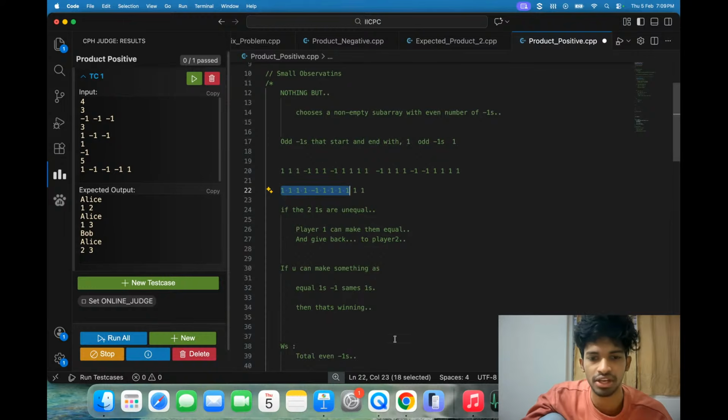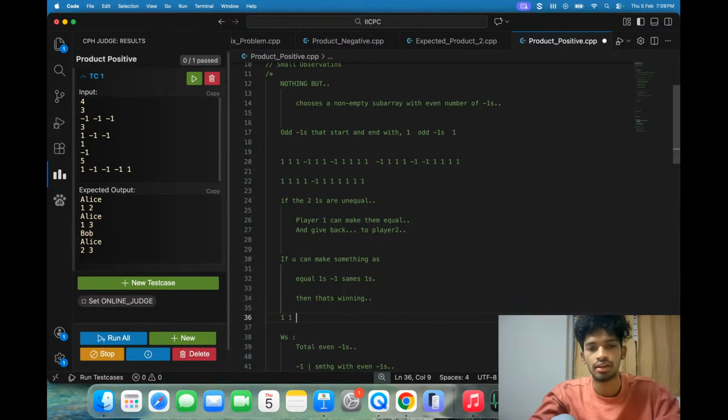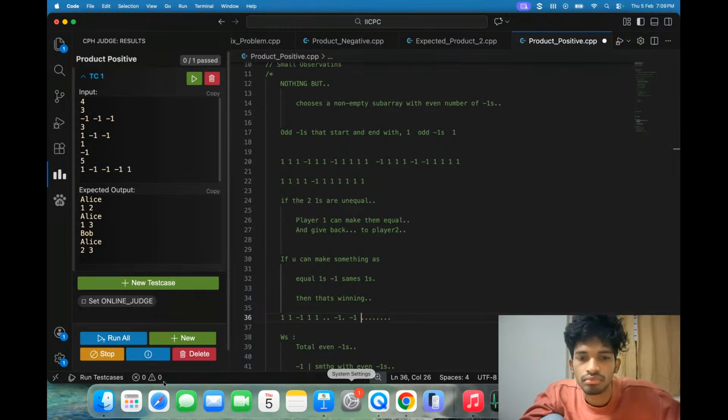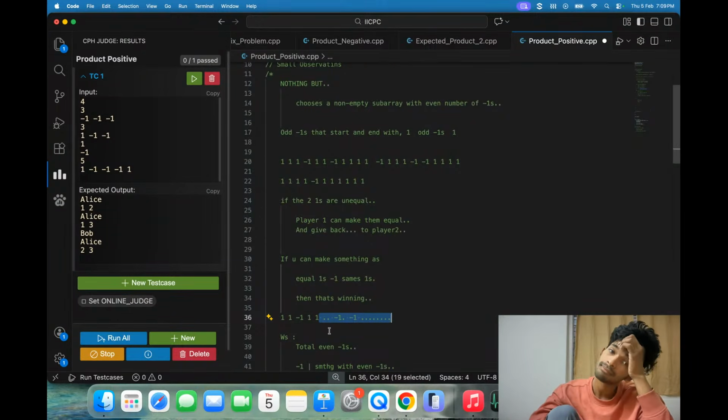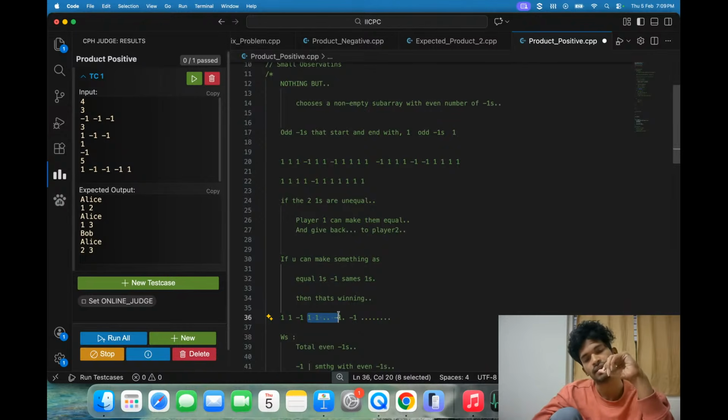What all configurations can you make like that? Let's say you have 1 1 minus 1 and so many things, but then you have 1 1 here, and then whatever is there, you can remove this side entirely, and then it's winning. So if the number of ones here is less than or equal to the number of ones here, it's winning.